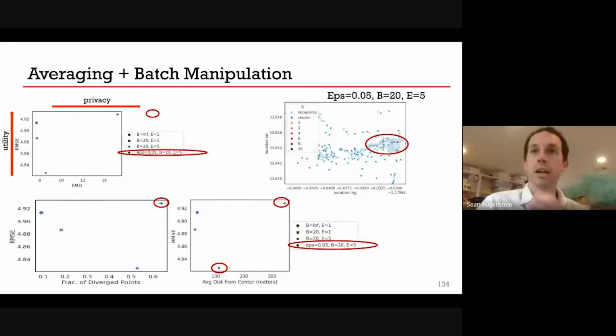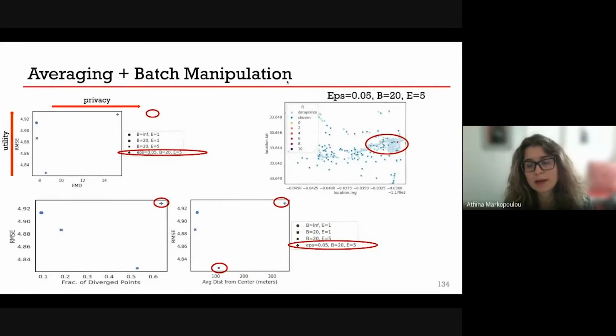Next. Athina, we're at time. Yes. Can we? And that helps. Actually, that doubles the privacy and makes 65% of the attacks diverge. And last slide.